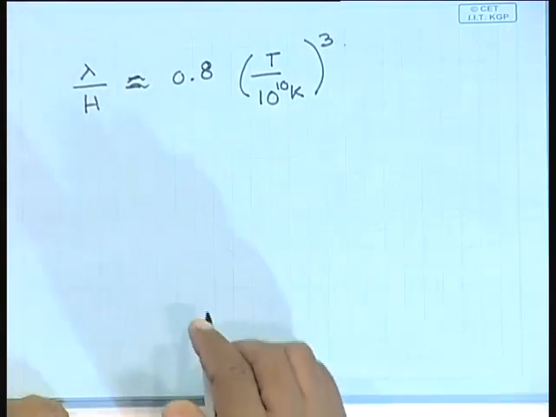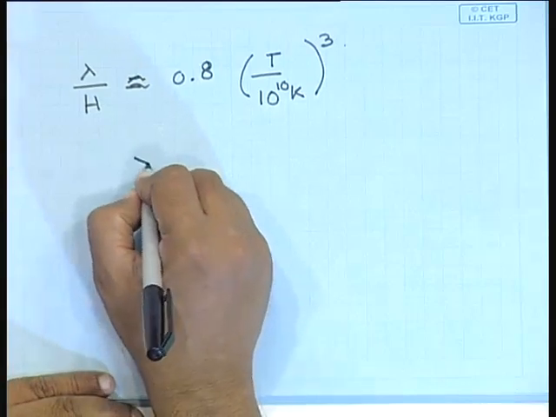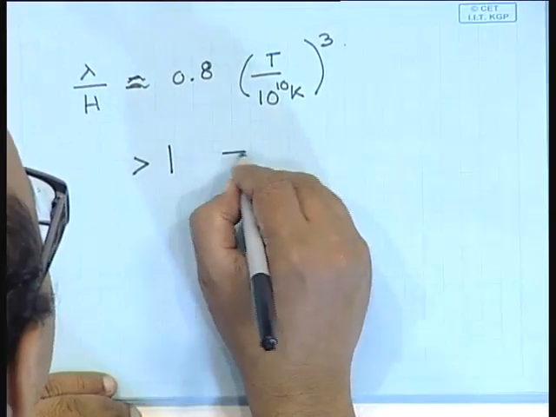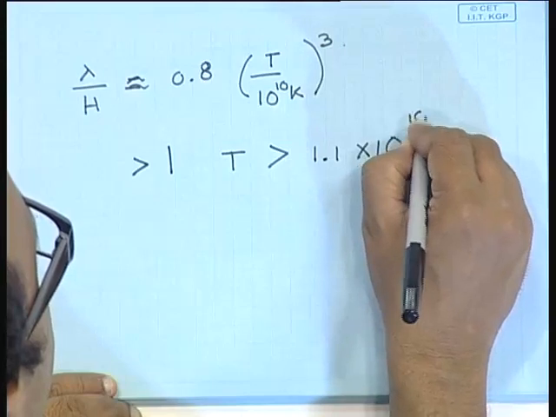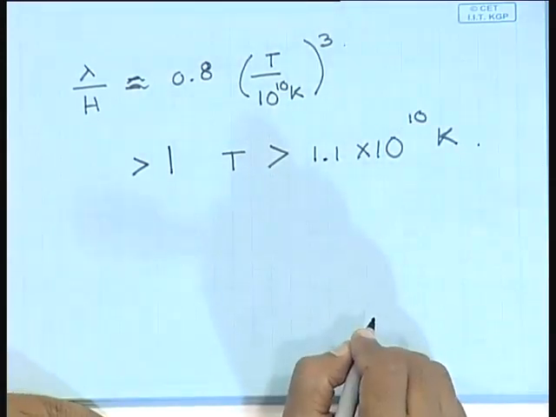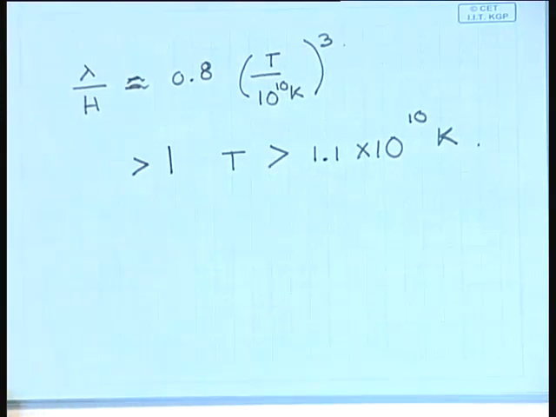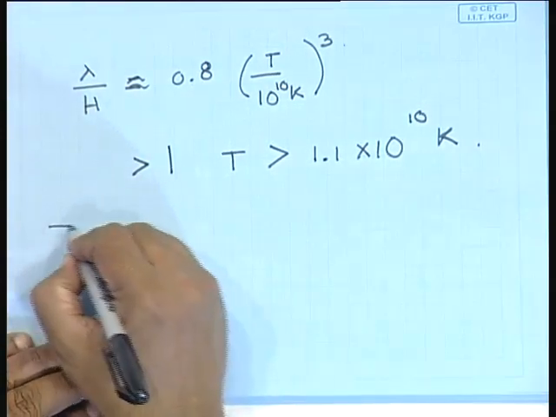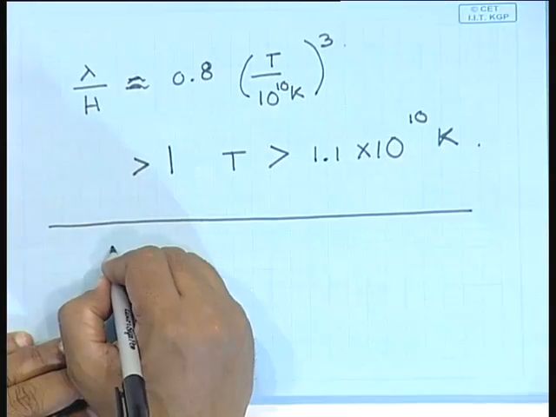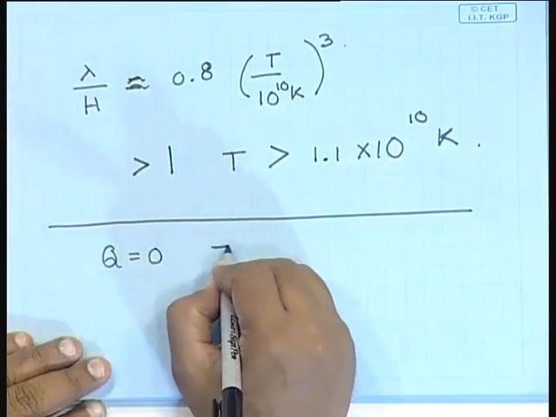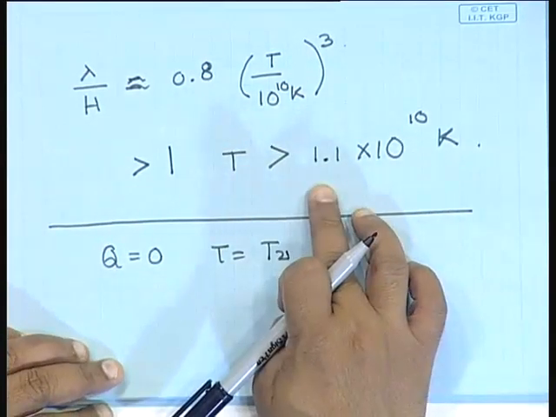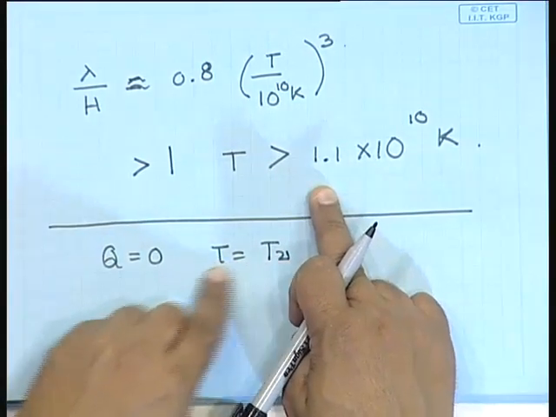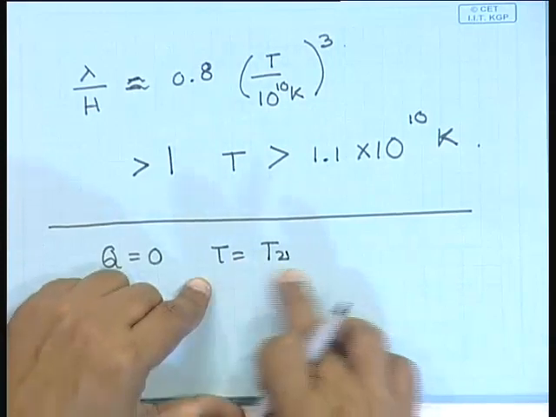So what we see is that this is greater than 1 when the temperature is more than 1.1 into 10 to the power 10 Kelvin. Now the assumption that Q equal to 0 and T equal to T nu, these assumptions break down before this temperature. This assumption breaks down the moment positron electron, the moment the neutrinos decouple, essentially.